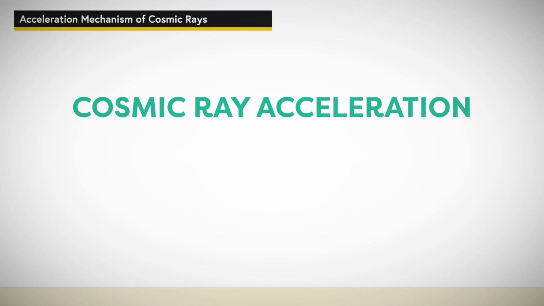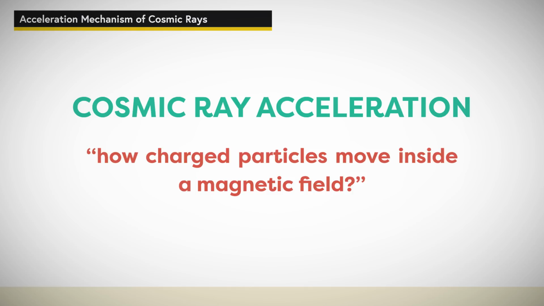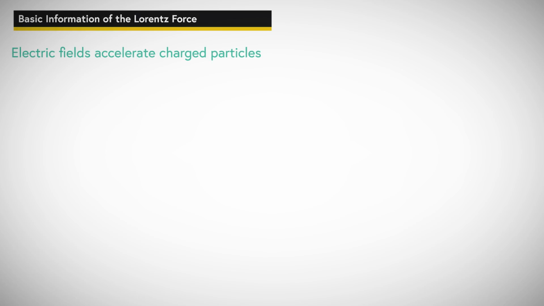To understand the acceleration mechanism of cosmic rays, we need knowledge about how charged particles move inside a magnetic field, since we know that the particles which will become cosmic rays are confined by the magnetic field of astronomical objects during the acceleration process. As you might know, electric fields accelerate charged particles.